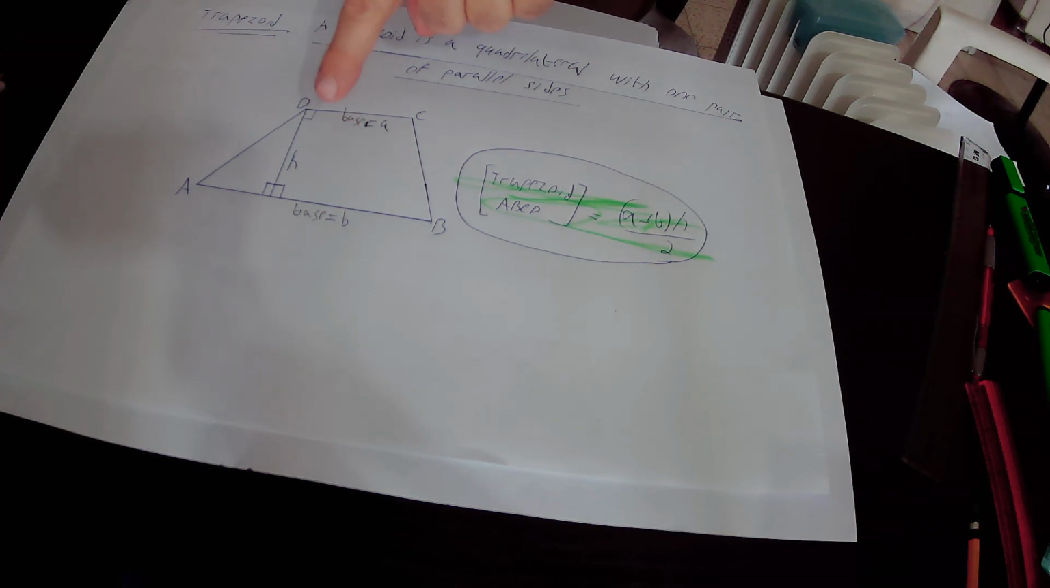The height H must create 90 degrees with the two bases. Here, this angle equals 90 degrees, and this angle also equals 90 degrees. Again, the area of this trapezoid ABCD equals A plus B times the height H over 2. I repeat that the height H must create 90 degrees with the two bases. Okay?